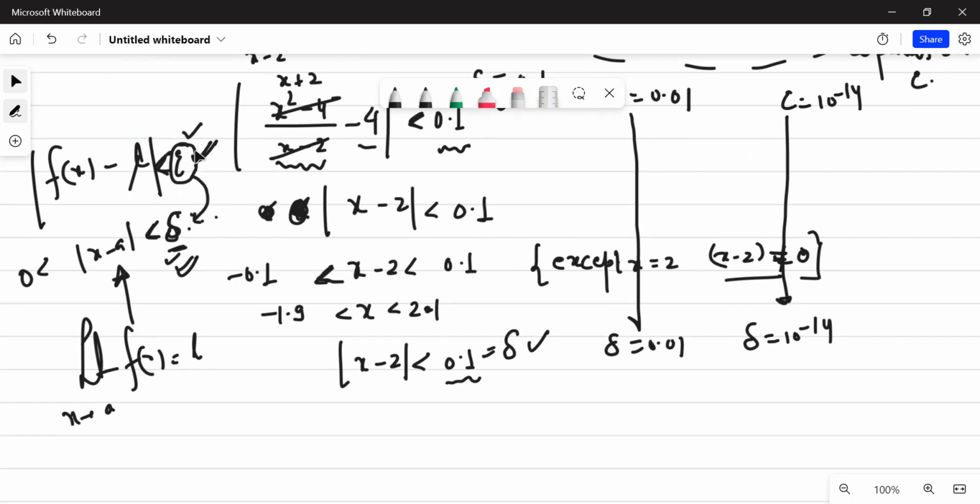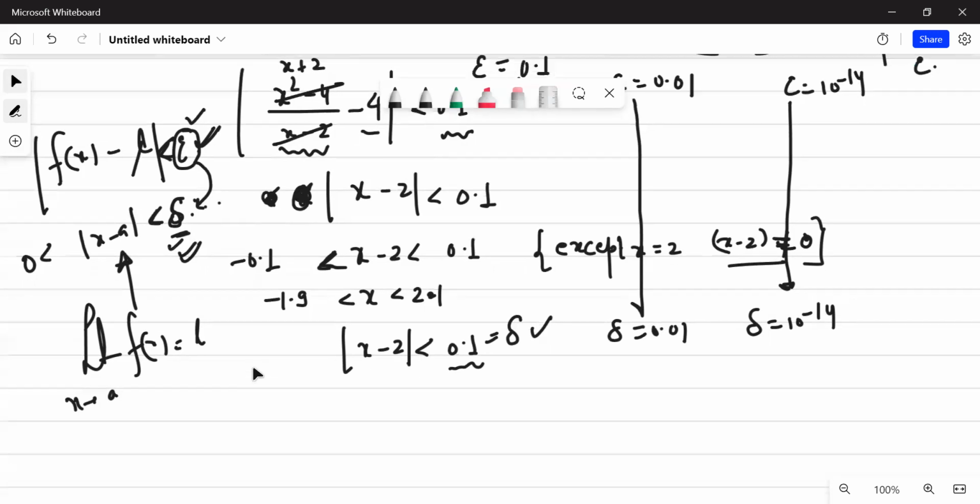Yes, sir. Okay. So that I would take any day along, but overall understand that this is how it will be. It may be different also. Right now, coincidentally, the function that we took happened to be one where your epsilon and delta are equal. Is that clear? Yes, sir. Okay.